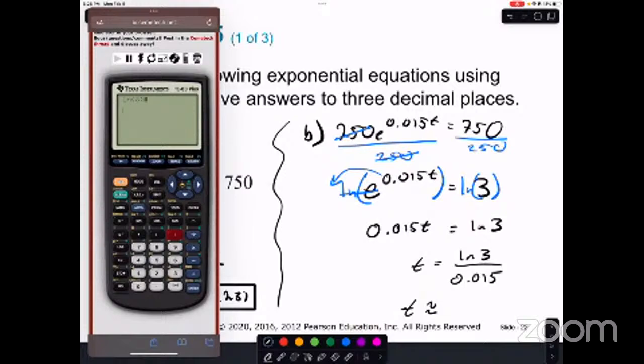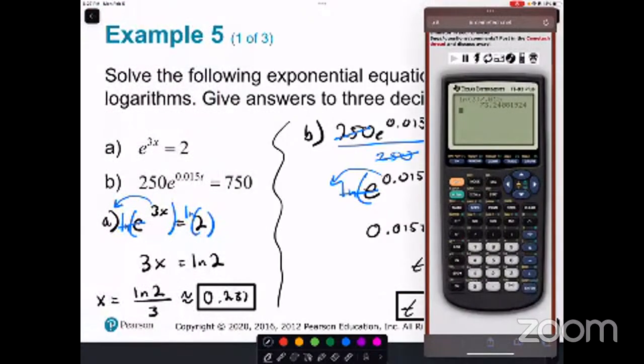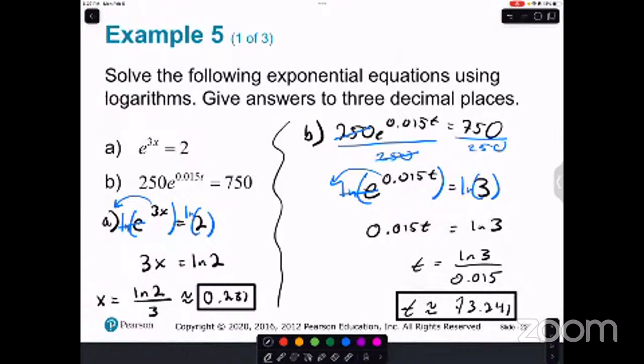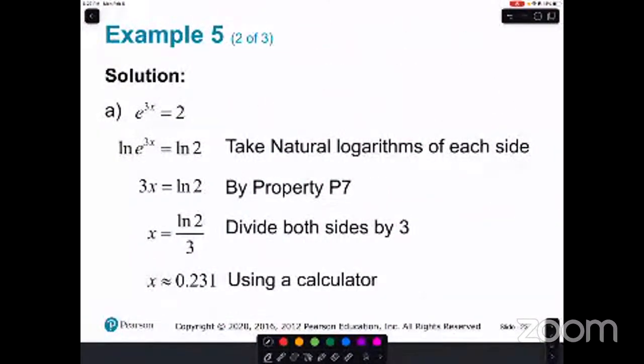Divided by 0.015. Okay. 3 decimal places, 241.73. Paste. Okay. 231, 73, 241. That's fine.